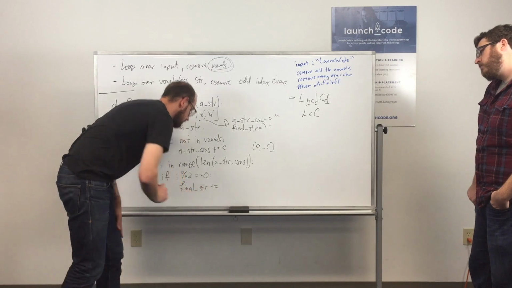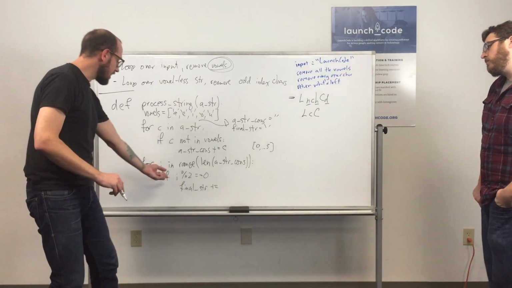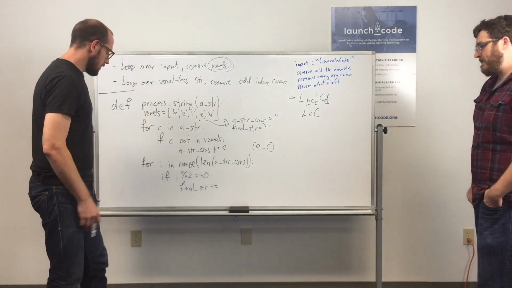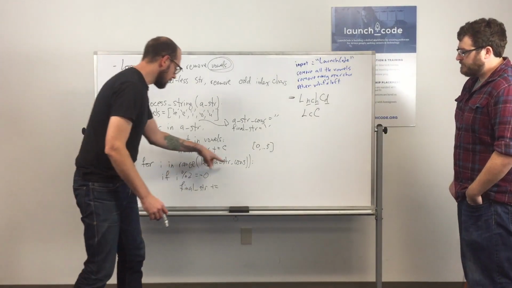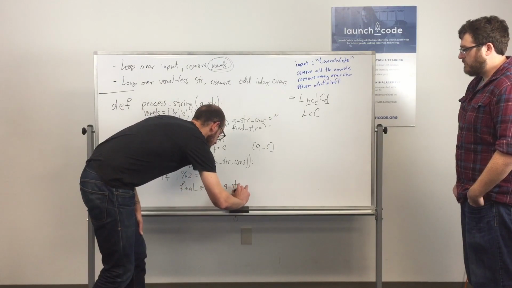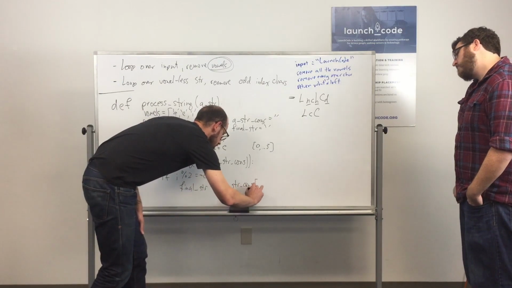plus equals, let's see. So I got the index, but I don't have the actual character. I don't want to put plus equals i because that would be like a number. Yeah. So I need to get the character out of the string at that index. So I'll say a_str_cons bracket i.